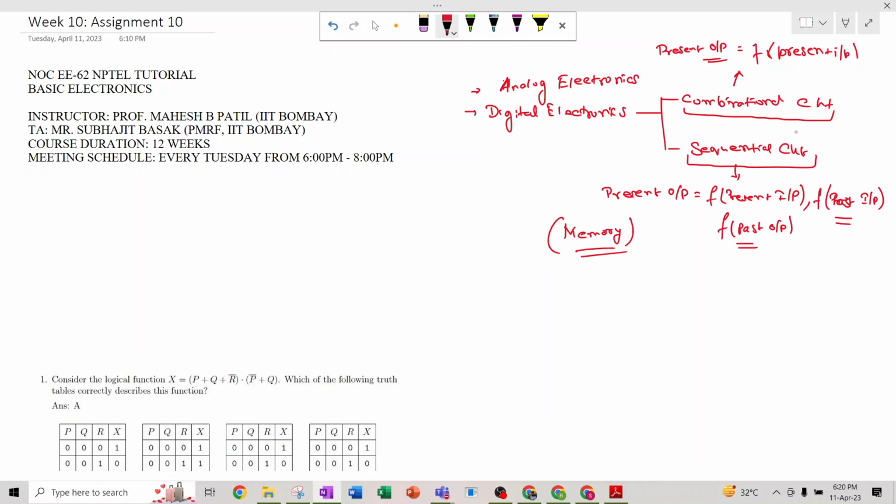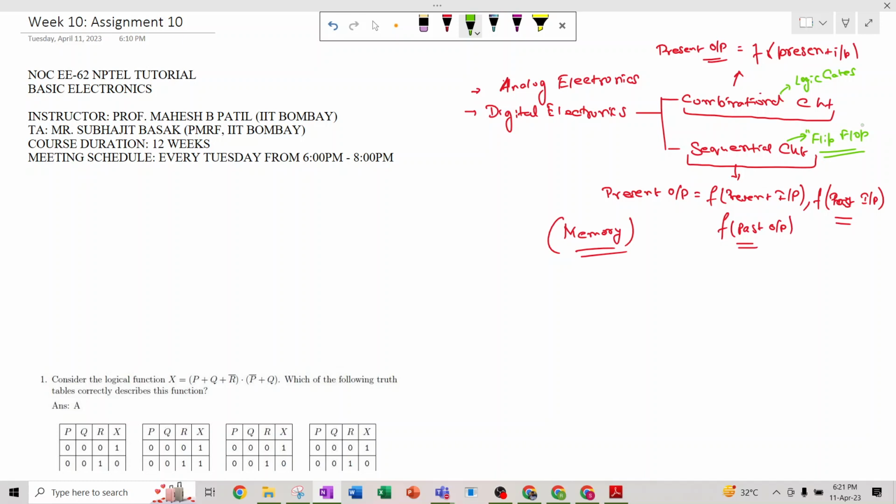In the combinational circuit, the basic elements are the logic gates. That means the AND gate, OR gate, NOT gate, and apart from the basic gates there are universal gates, NAND and NOR, and also special gates, XOR and XNOR. We will discuss everything one by one. In the sequential circuit, the basic element is the flip flop, which is the basic memory element.